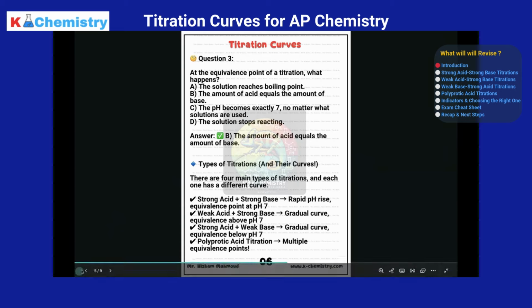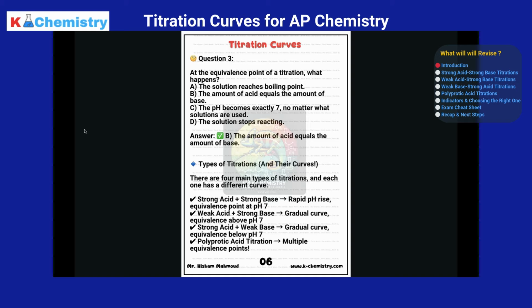Okay, so question number 3 is about the equivalence point of titration. What happens? Does the solution reach boiling point? The amount of acid equals the amount of base. The pH becomes exactly 7 no matter what solutions are used. The solution stops reacting. So we thought that the solution will be at pH 7. This might be correct for some of the types we will take, but some will not be correct. So forget about it always being 7. This is not correct.